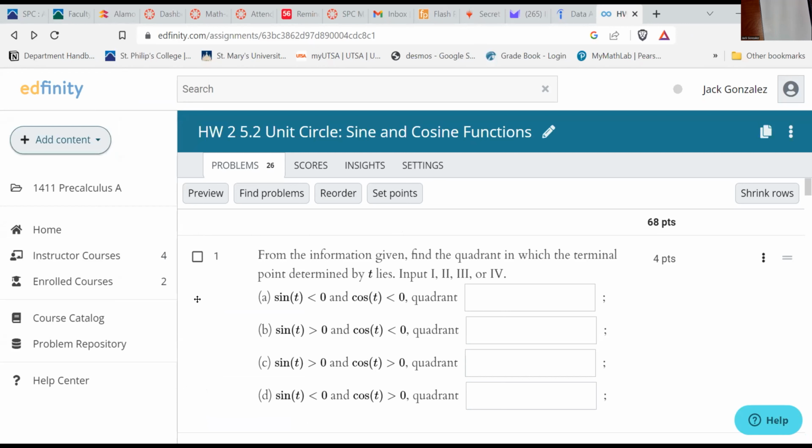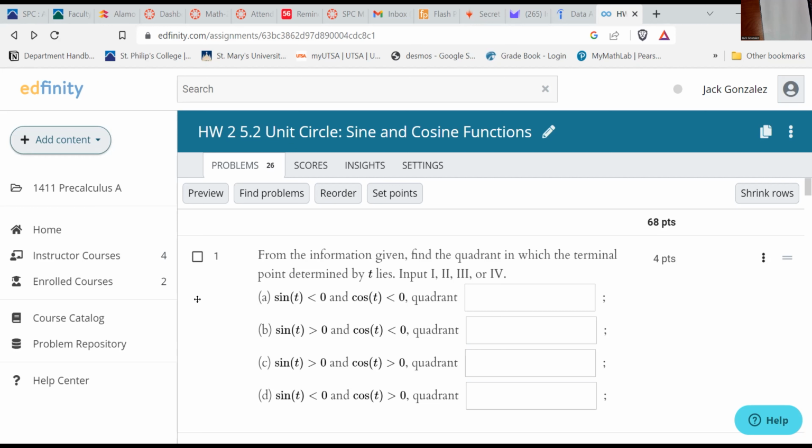So just a quick note, sine refers to the y value on the unit circle, and cosine is the x value. If you look at that sheet I posted in Canvas, the x component all refers to cosine. So here they're telling you cosine is less than 0, meaning negative, and sine is negative. If x is negative and y is negative, that's quadrant 3. That's what they're asking here, number 1, 5.2.